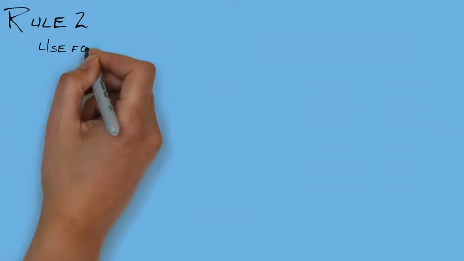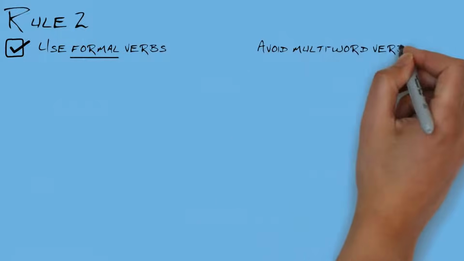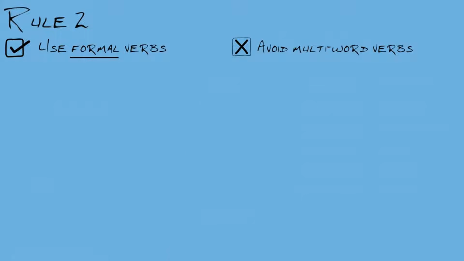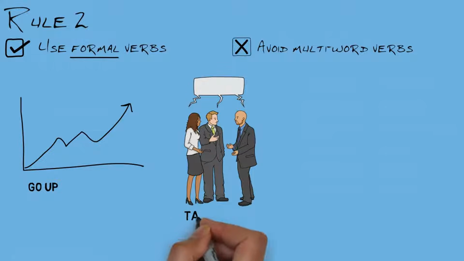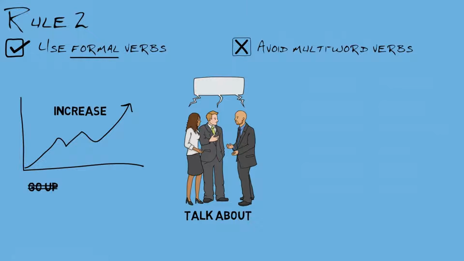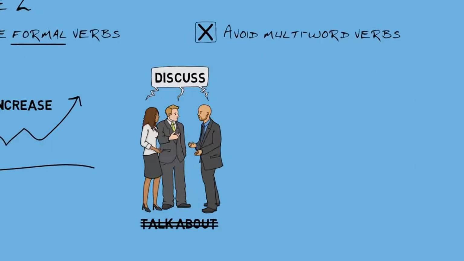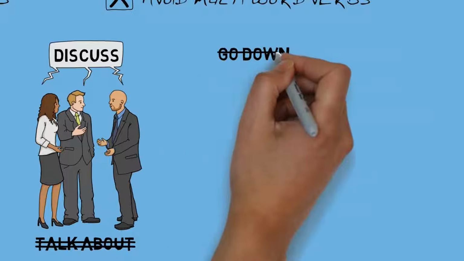Rule 2. Use formal verbs instead of multi-word verbs. So there are many verbs in English which use 2 or more words. For example, go up or talk about. Almost always you can use a more formal single word equivalent of these words. So for example, instead of go up, we have increase. Instead of talk about, we have discuss. And there are many other examples of these.